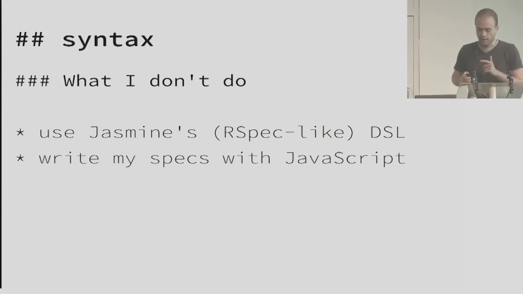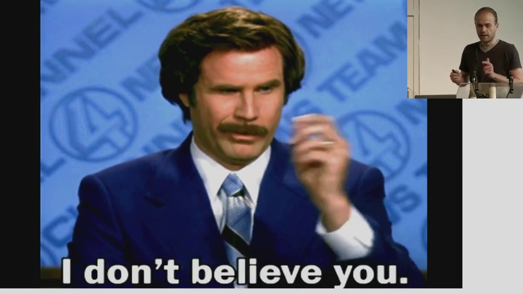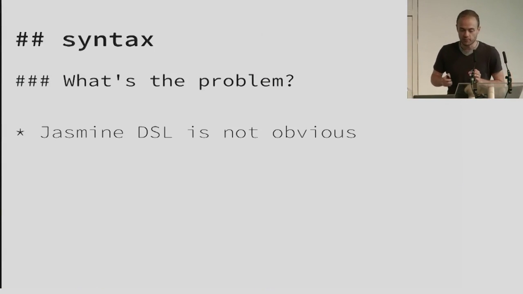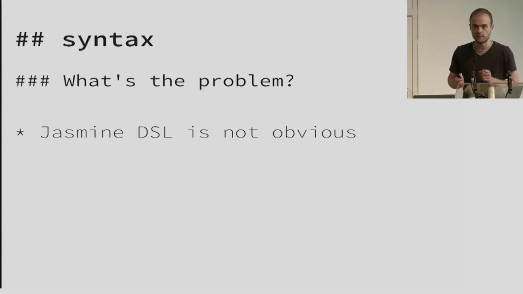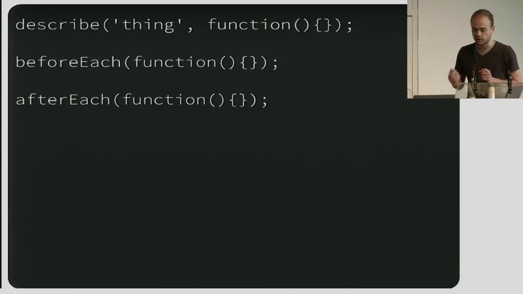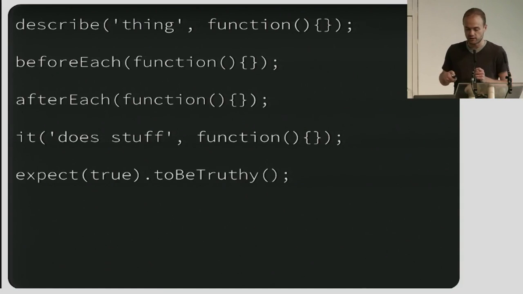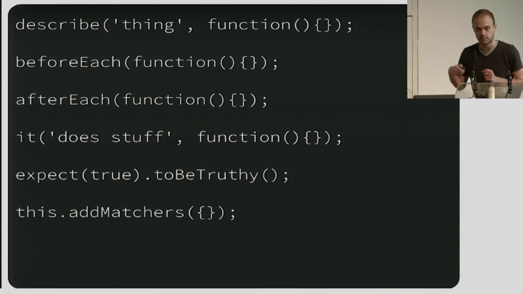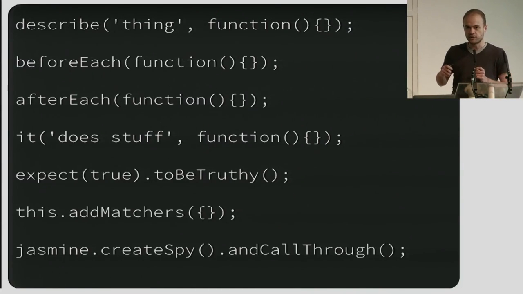So I don't do that, and I don't write my specs in JavaScript. I know you probably think I'm pulling your leg, but I'm actually serious, and I'm going to explain that in a second. So what's the problem? Well, the problem with the Jasmine DSL is it's not terrifically obvious how to use it idiomatically. You get a lot of constructs, and they're all good stuff. You can describe, beforeEach, afterEach, it does stuff, an expectation library with all these custom matchers, and you can add your own. It has a spy API that's a really terrific test double library.